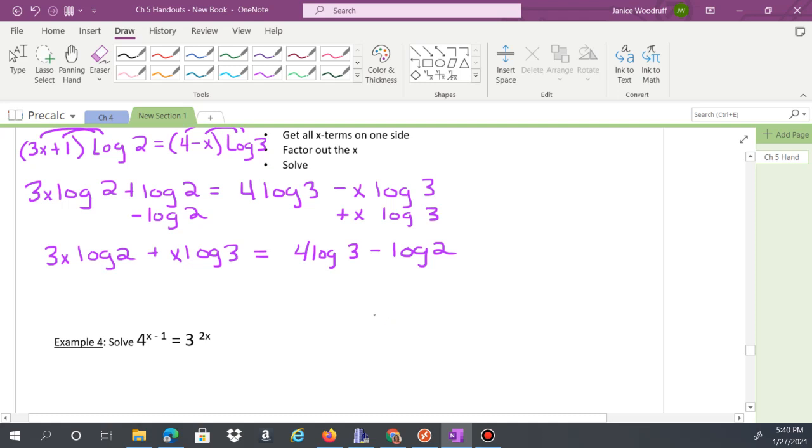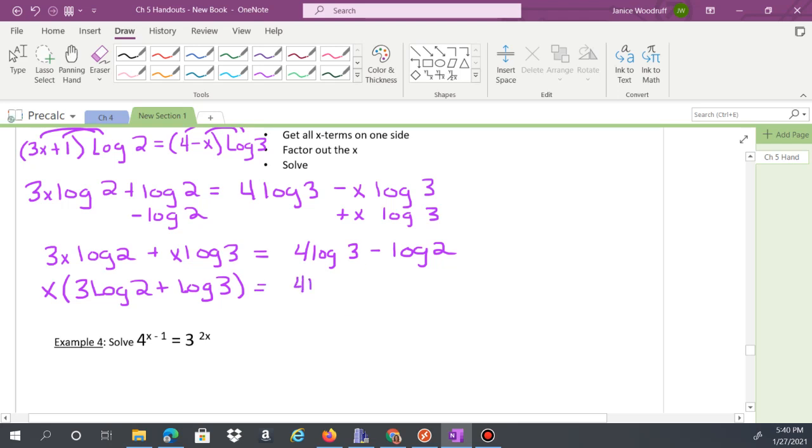Now that I have all of my x's on the same side, I have 2 of them, I've got to get them together. So I'm going to factor them out as a GCF. So I'm just going to take the x and then make this in parentheses. So I've divided it out. I have 3 log 2 plus log 3. Okay, so I factored it out as a GCF. If I went backwards and distributed that, I'd be right back at this line here. So I know I did that right.